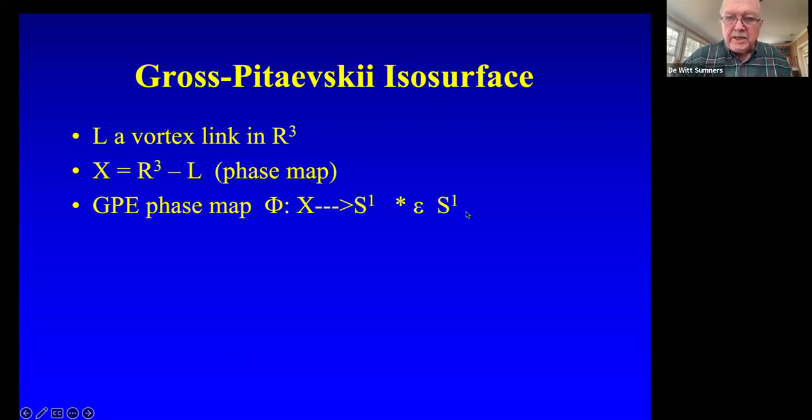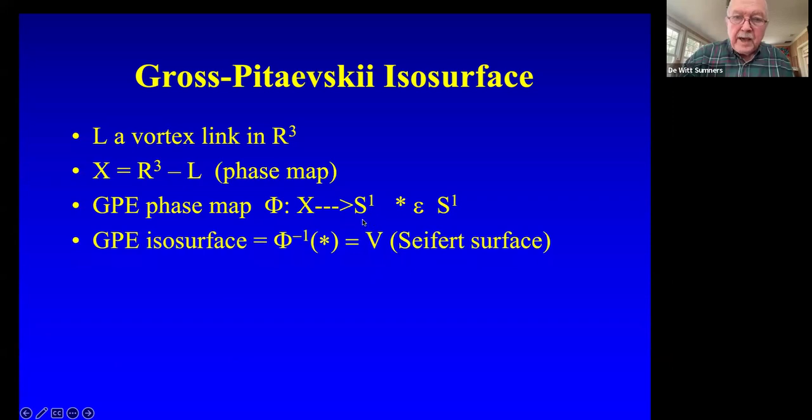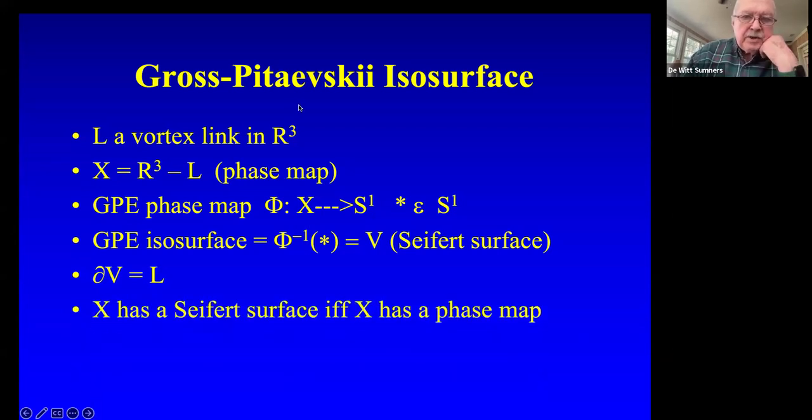And if you take star, the base point in S1, the pullback of the base point under the phase map is the Seifert surface. It pulls back a surface plus a normal direction on the surface from the circle itself. So it's kind of an oriented surface, and the boundary of this oriented surface is equal to the link L. And it turns out that X has a Seifert surface if and only if the complement admits a phase map. So I showed you that if you have a phase map, you've got a Seifert surface. On the other hand, if you've got a Seifert surface, how do you get a phase map?